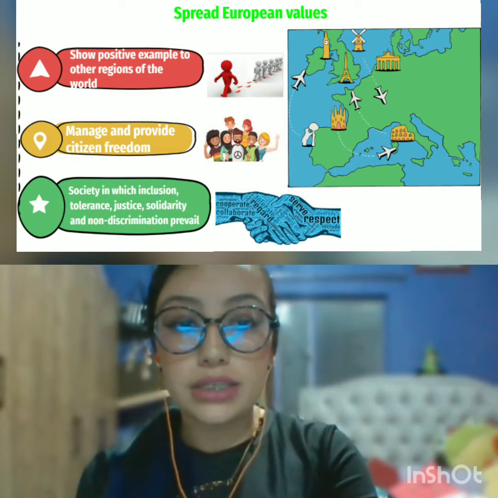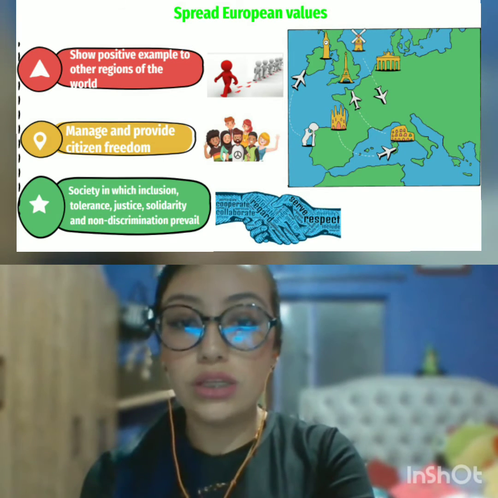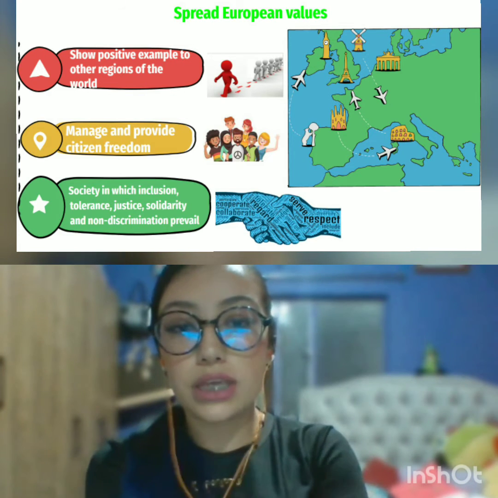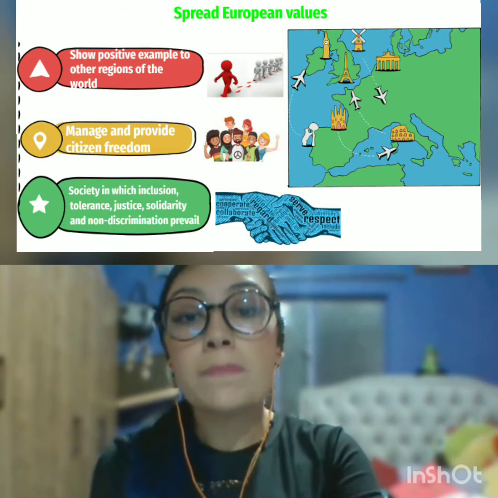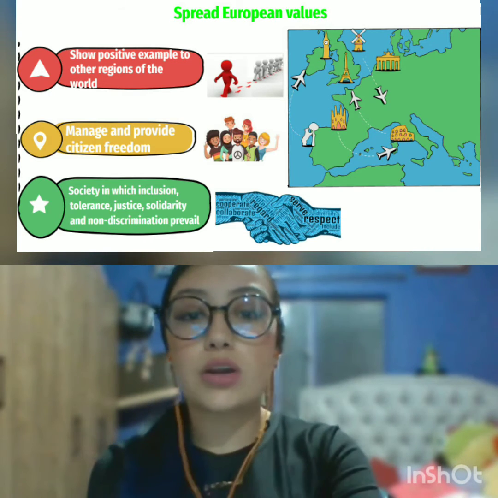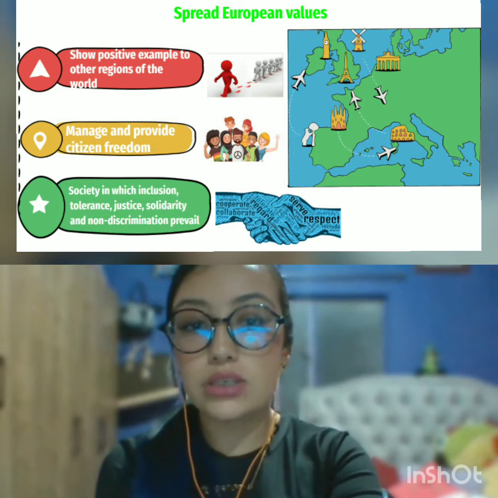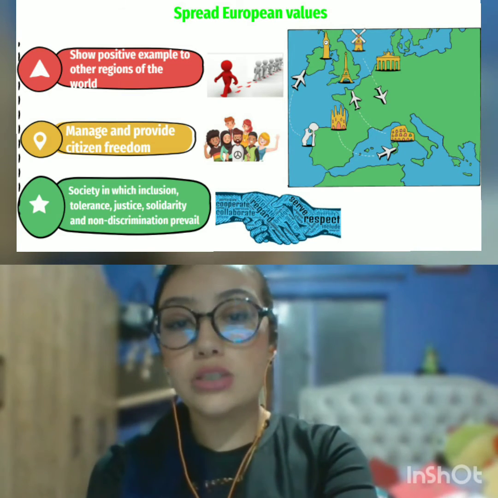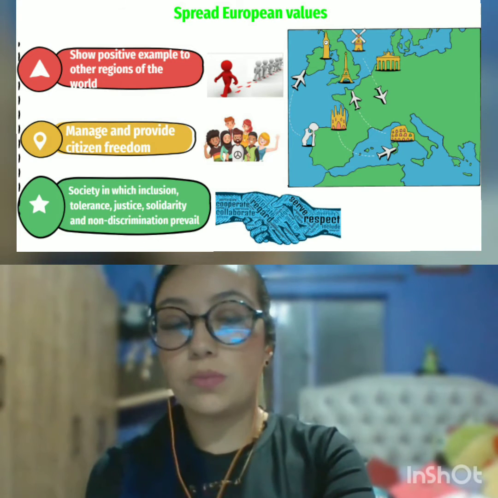The other part is a society in which tolerance, justice, solidarity, and non-discrimination prevail. This part talks about how European Union values are common to the member states in a society where inclusion, tolerance, justice, solidarity, and non-discrimination prevail.